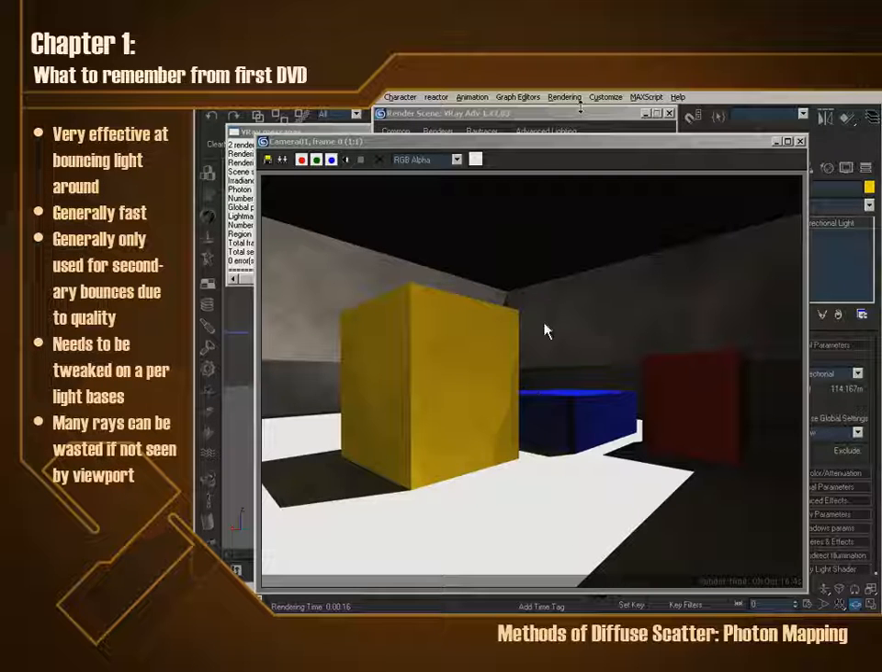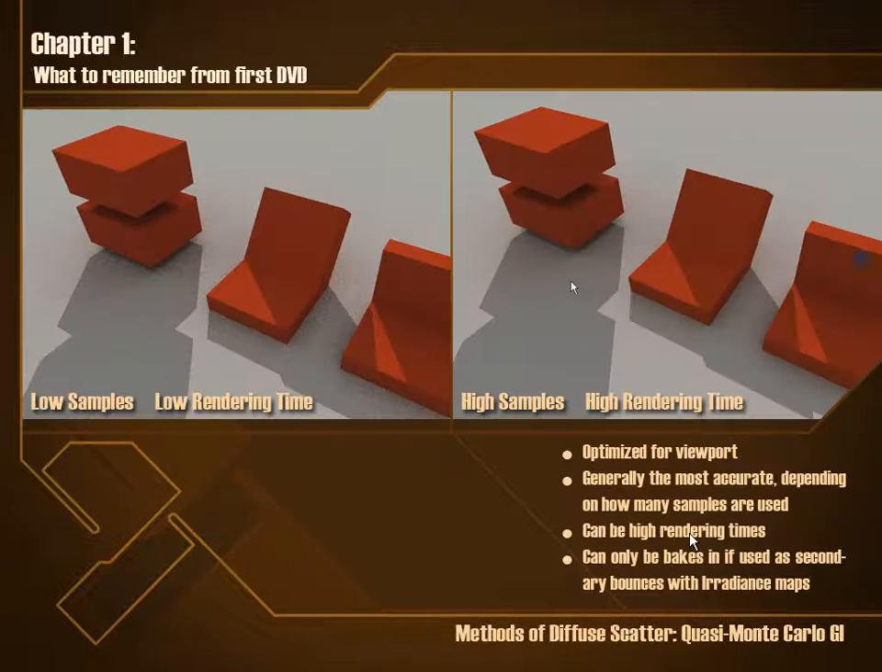But that type of lighting is going to become more important, and we'll start looking at some techniques as well as some other techniques. So photon mapping is not the only one either.